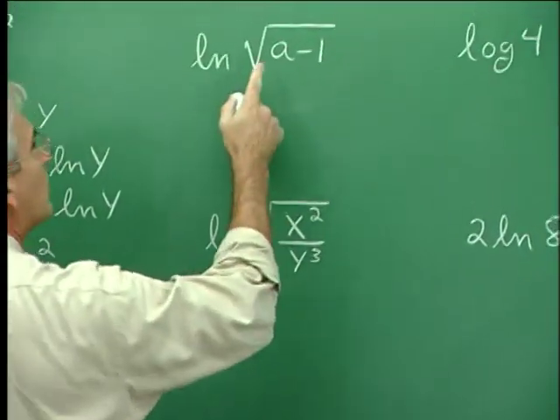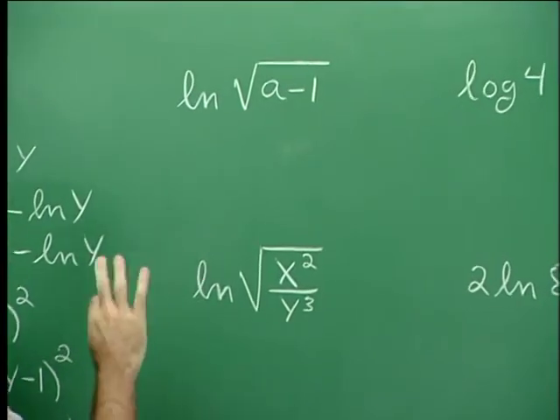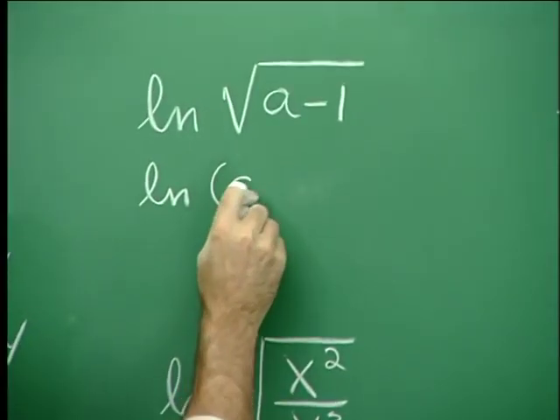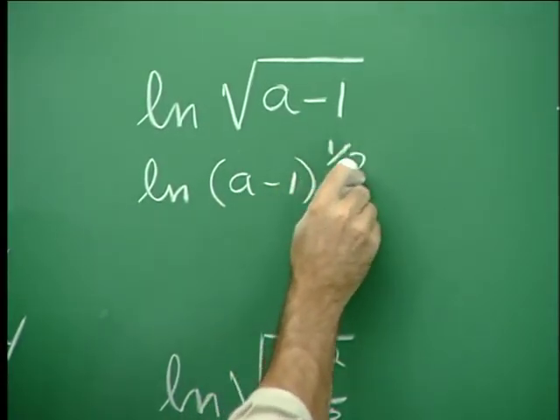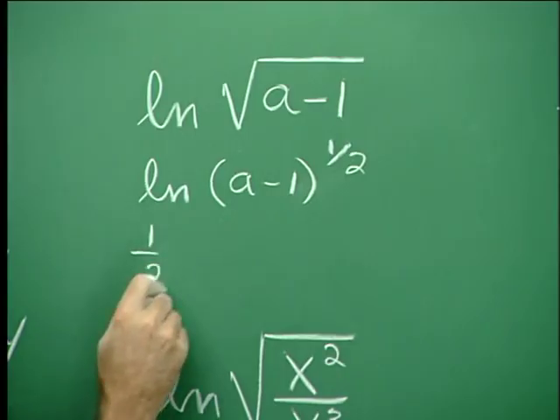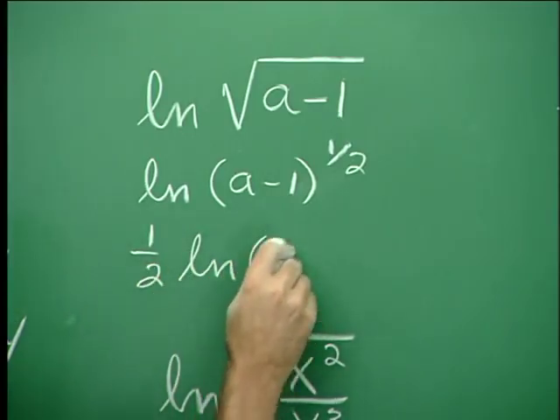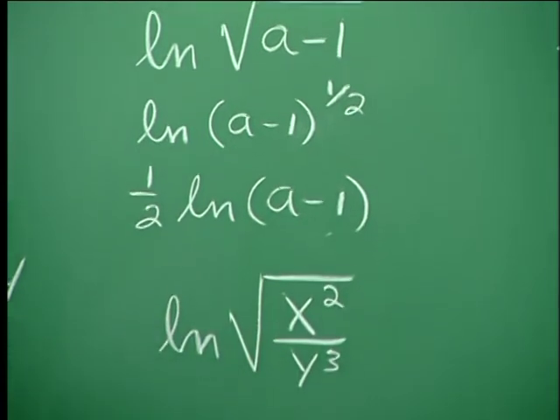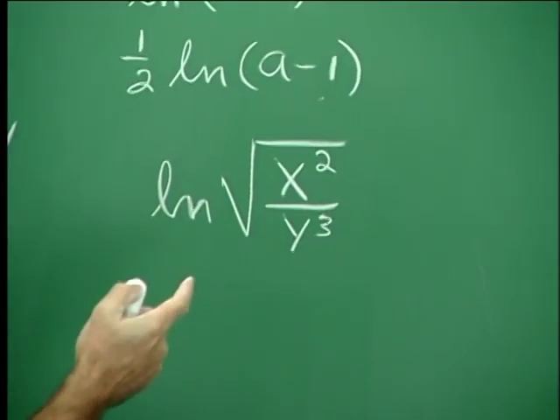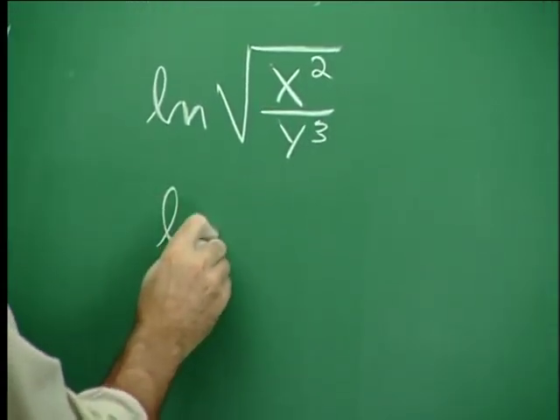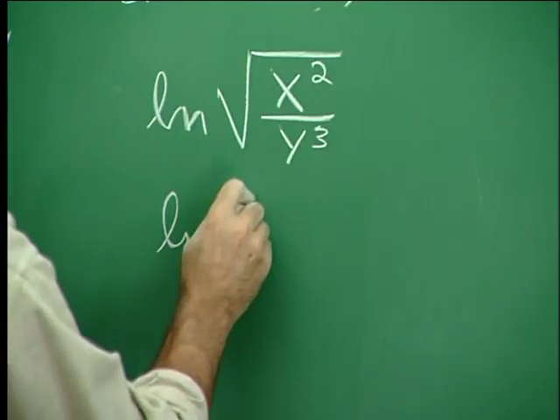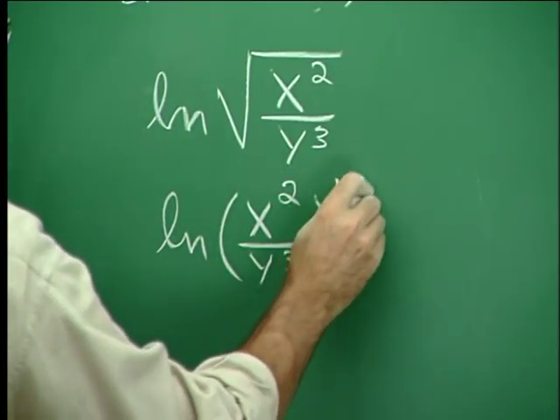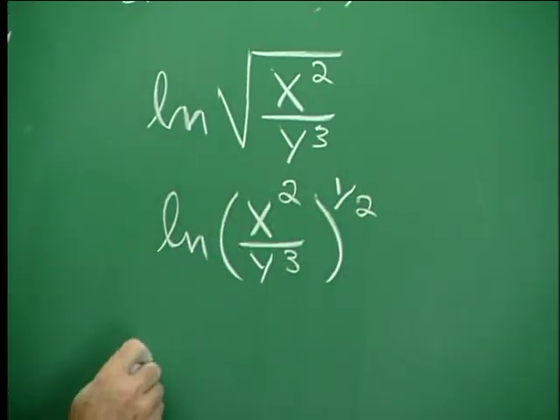Up here, it's valuable when radicals are involved to use the fractional exponent idea. For example, here we can rewrite this as the natural log of a minus 1 to the 1/2 power. And then the 1/2 becomes the coefficient, so we have 1/2 ln a minus 1. And again, we have no distribution idea with natural log through this binomial. Let's apply the same kind of idea with the radical here. We have natural log of a fraction to the 1/2 power. Now the fraction becomes a coefficient.